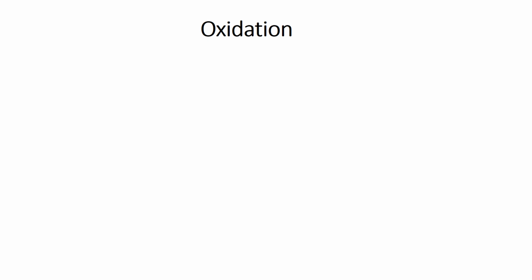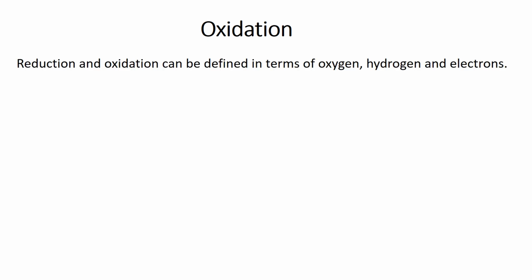We're going to start with oxidation. So, reduction and oxidation can be defined in terms of oxygen, hydrogen, and electrons. So, there are three definitions. Actually, there are four, but one is not in the syllabus. So, there are three definitions. Each definition can be based either on oxygen, hydrogen, or an electron. So we'll start with oxidation.